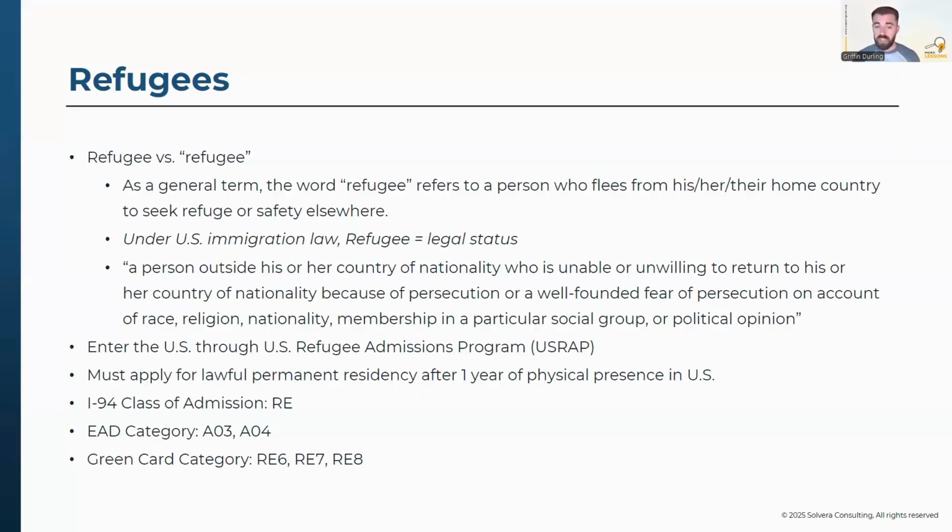Refugees have traditionally entered the US through the Refugee Admissions Program with the assistance of a nonprofit refugee resettlement agency. In recent years, the US government began exploring a private refugee sponsorship model as well. After they arrive, refugees are authorized to live and work in the United States indefinitely, but must apply for lawful permanent residency or a green card after 1 year of physical presence.